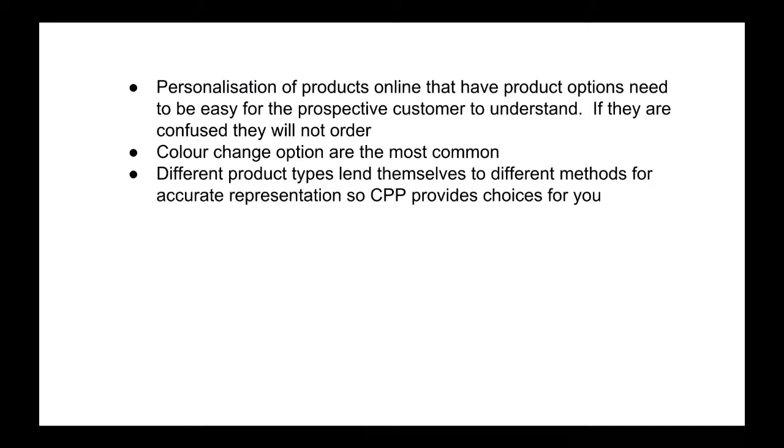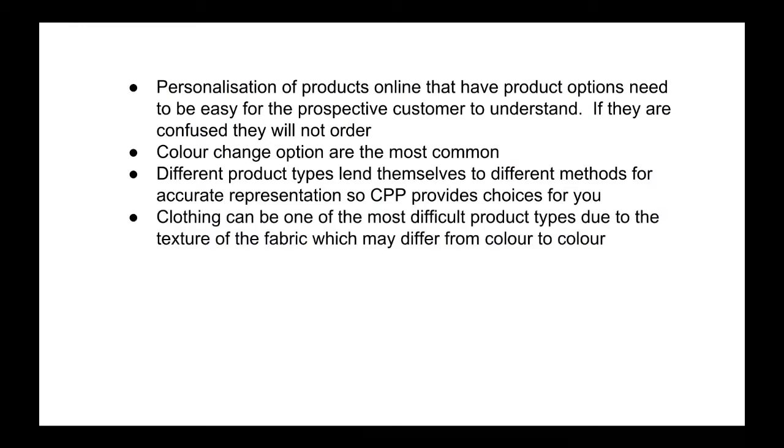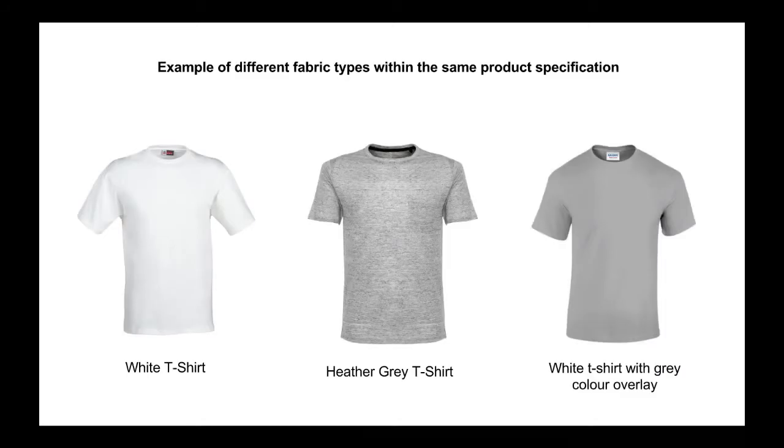Different product types lend themselves to different methods for accurate representation. So CPP, the custom product platform, provides a lot of choices for you about how products can be set up. So clothing can be one of the most difficult product types due to the texture of the fabric, which may differ from colour to colour, so they may physically look different. So I've got a very simple example here of a t-shirt.